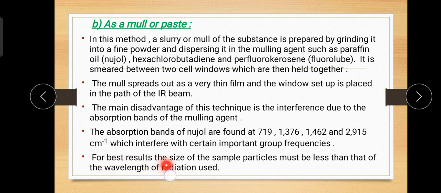For the best result, the size of the sample particle must be less than the wavelength of the radiation used. That means in order to get a better spectra, when we incident the IR radiation, we have a particular wavelength of that IR radiation, and the particle size of the sample should be matched to this wavelength, then we get the proper spectra. So this is the proper condition to get the proper IR spectra.